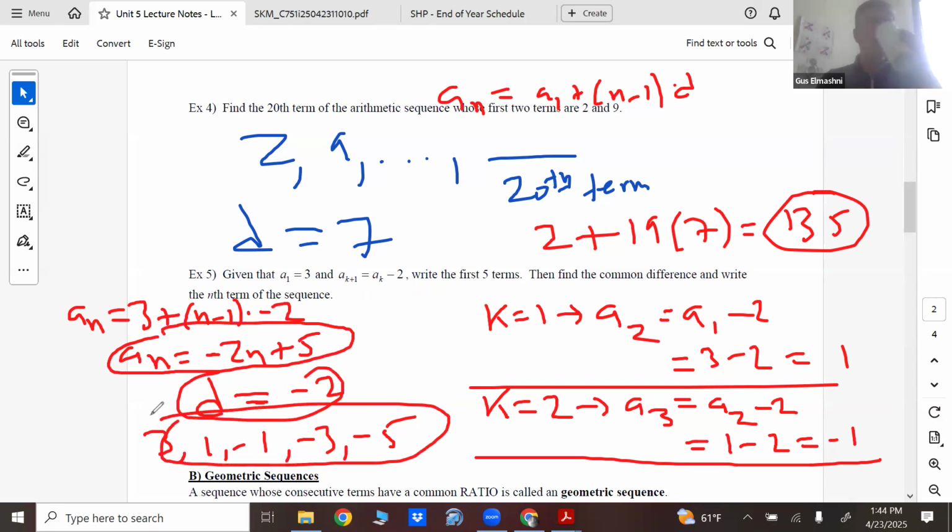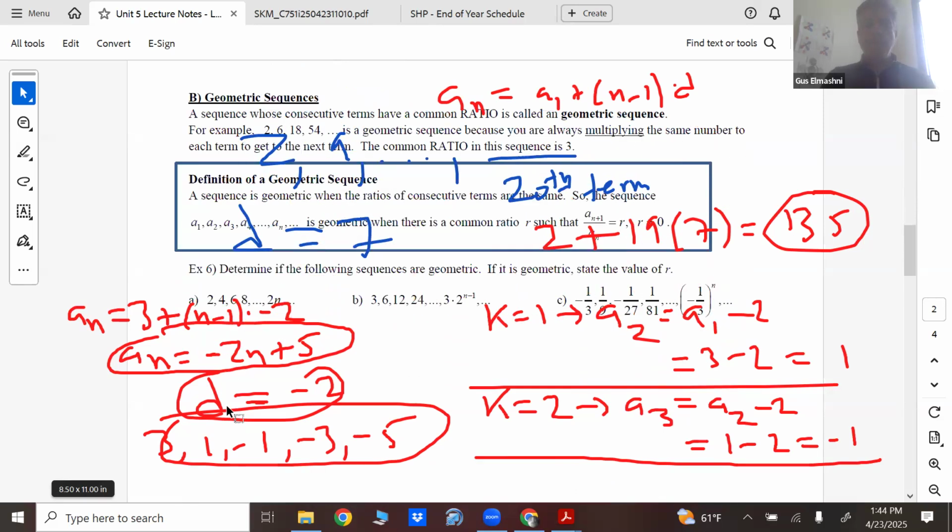Yeah, Ron, go ahead. Can you express any arithmetic sequence with a sub k plus 1 equals a sub k plus d, and then give them a sub 1? Sure. Yeah, you can always express it as a recursive, right? But we don't really spend too much time with that. So, all right, we're good on that.